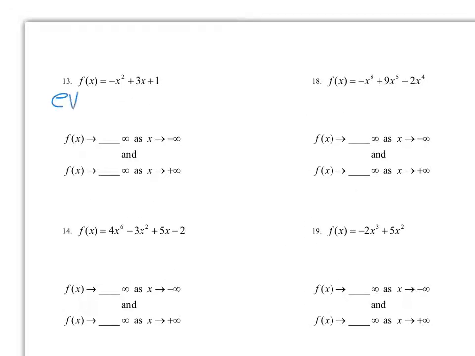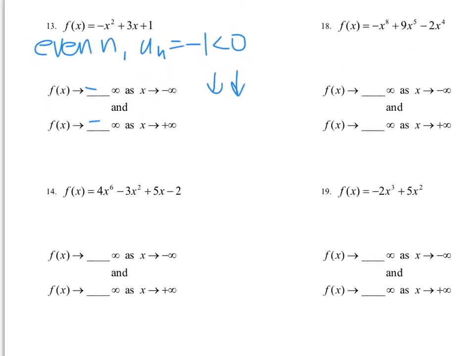even degree, leading coefficient is -1. That's less than 0. It's negative. So that means that we have even degree, so they do the same thing on both sides. So it's going to go down to the left and to the right. So we've got negative infinity for x going to the negative infinity and positive infinity.